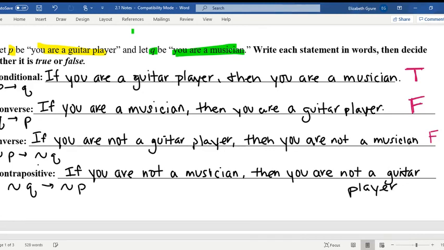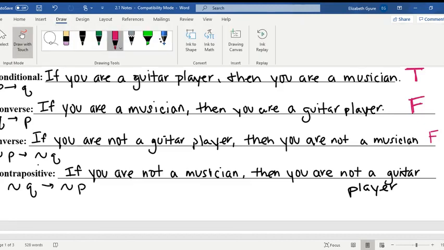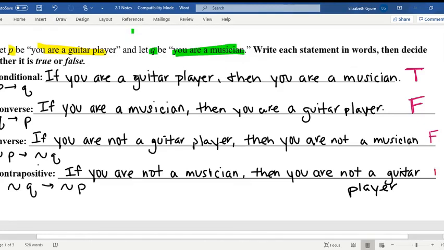This would absolutely be true. Because if you're not a musician, then there's no way you are playing the guitar. Okay?